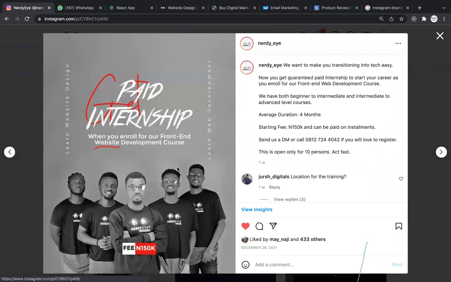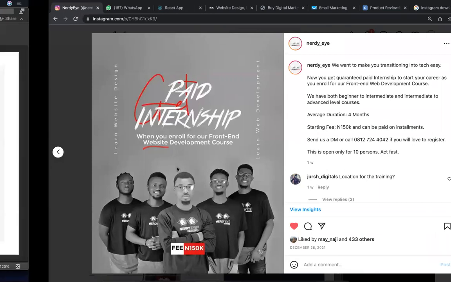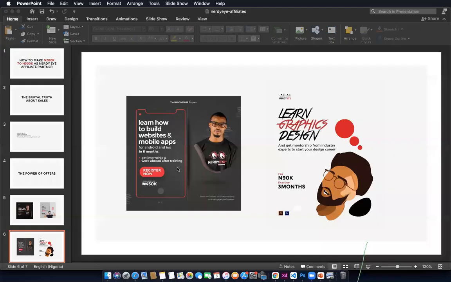Because people buy offers. They don't buy trainings. They don't buy courses. They don't buy products. They buy offer. What are they going to get apart from what they are paying for? That is the offer. That is the power of offer. So the power of offer is going to change this particular whole thing.